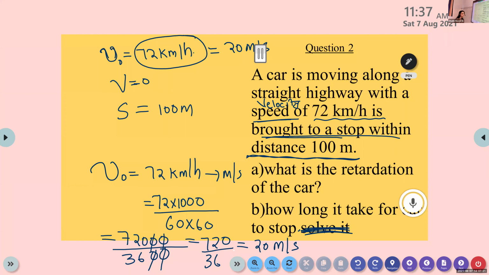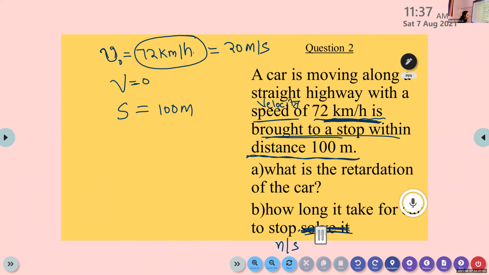Whenever you get a question, you must observe whether the quantities or the units are given in terms of SI unit. If it is not given in terms of SI unit, the first and foremost step is to convert it into SI unit. So here the initial velocity is provided in kilometer per hour, so you must convert it into meter per second. So the initial velocity v0 becomes 20 meter per second.